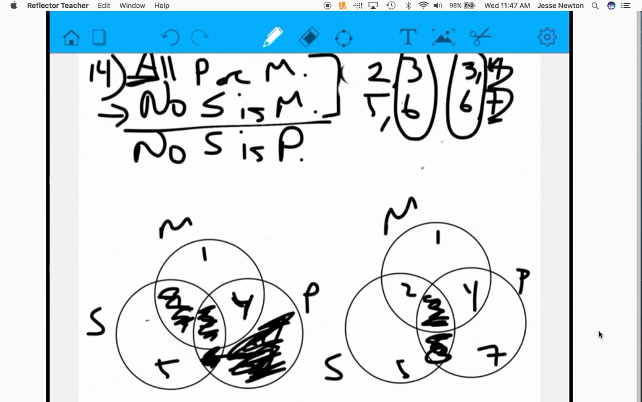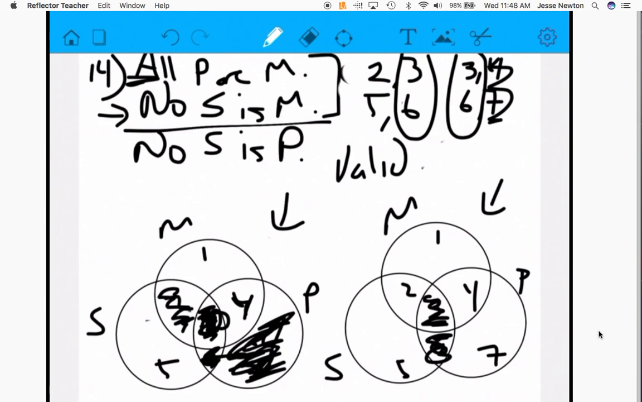Now this argument is valid just in case the combined premises shade in at least the same regions that the conclusion does. So the conclusion shades in 3. Well, over here we shaded in 3, right? Right here we shaded in 3. The conclusion shaded in 6. Over here we shaded in 6. And for that reason, this argument is valid.